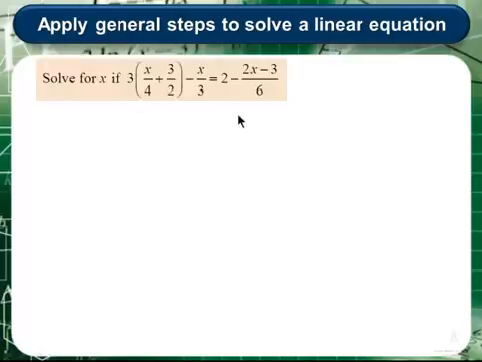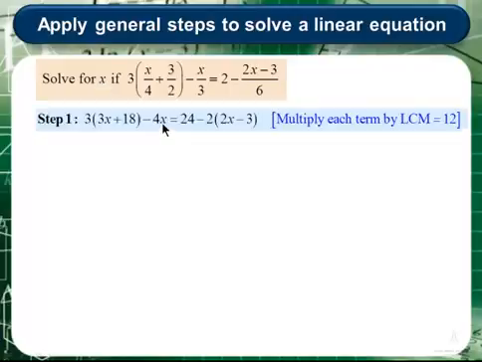We will now demonstrate the application of the 7 general steps to solve a linear equation. Let us consider this particular example of a linear equation where we have to solve for the unknown x. The first step would be to multiply each term that is on the left and the right hand side of the equation by the lowest common multiple of the denominators that appear, of course, in this equation.